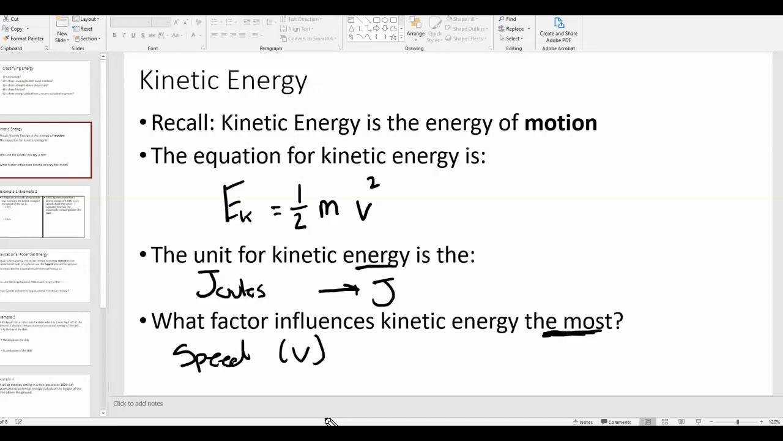And you can see from the equation, if an object's at rest, that means if V is equal to 0, that means the whole kinetic energy equation is equal to 0. Make sure you have that equation down, and then we're going to do some basic calculations on the next slide.